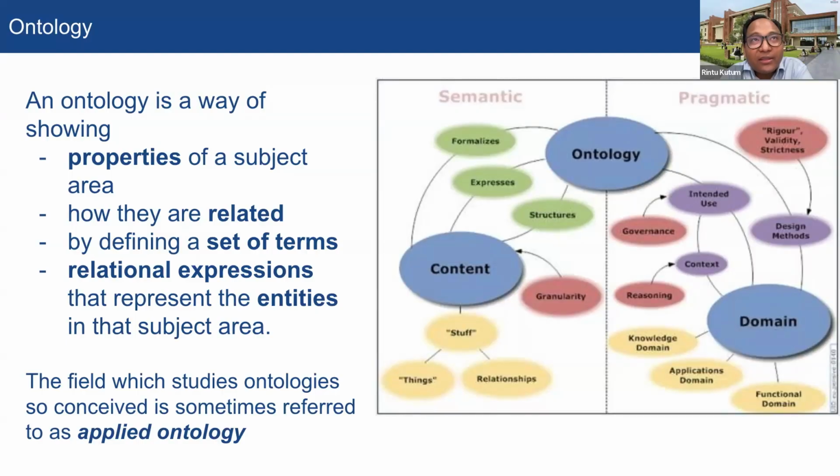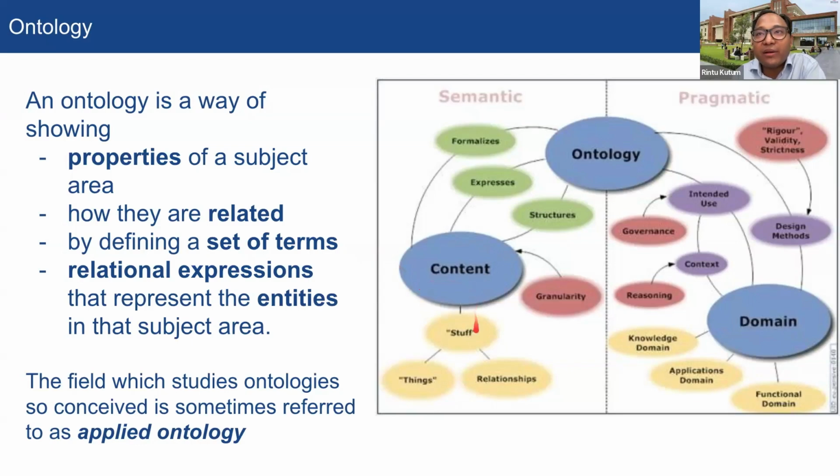And we typically define those in terms of a set of terms or terminologies that have some kind of relational expression, and that represents the entities in the subject area. As I mentioned, what we are talking about here is the applied version of it. You can have different perspectives of ontologies: one can be more semantic in nature, and the other more of a pragmatic point of view. When we talk about the semantic nature, what we talk about is the content and how we can represent the content in a way where we can understand it appropriately, and which can also be generalized to a wider audience or for knowledge generation purposes.